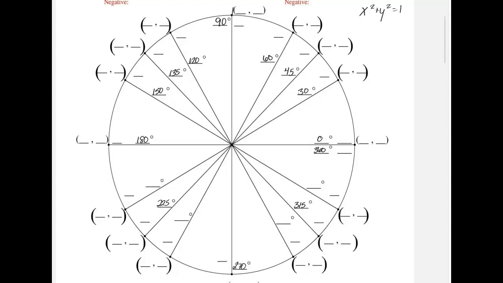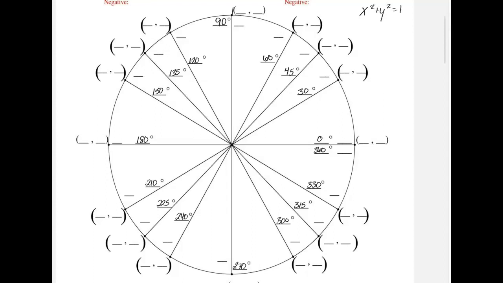Add another 30 to get 210. Another 30 would take us to 240. Another 30 would take us to 270 there. Another 30 takes us to 300, and the last 30 takes us to 330. And then another 30 would take us all the way around to 360. So we've labeled everything in terms of degrees. Now let's start looking at radians, and we're going to do some conversions here.